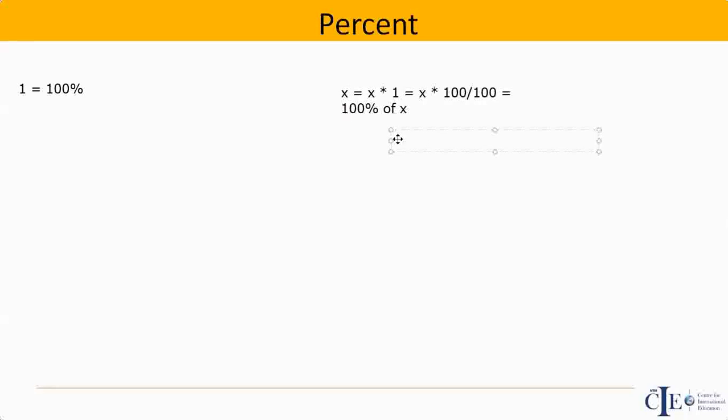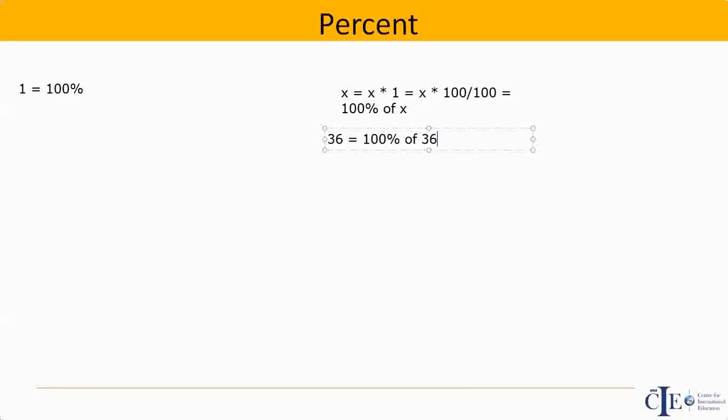In short, you can always write a number as 100% of itself. So if I take the number 36, I can write this 36 as 100% of 36. There is no half like that. So every number is 100% of itself.